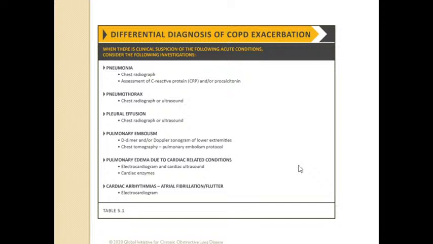Also, for example, pneumothorax may occur because of formation of bullae due to bullous emphysema. It sometimes leads to destruction of bullae in the chest and leads to pneumothorax. Chest radiography and sometimes ultrasound help you to make this diagnosis. Pleural effusion, the same investigation: chest radiography and ultrasound. Pulmonary embolism: chest computed tomography, pulmonary angiography, and D-dimer in case of hemodynamic stability.